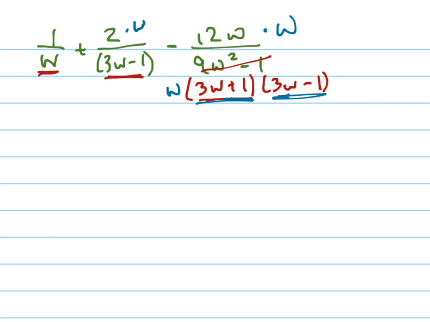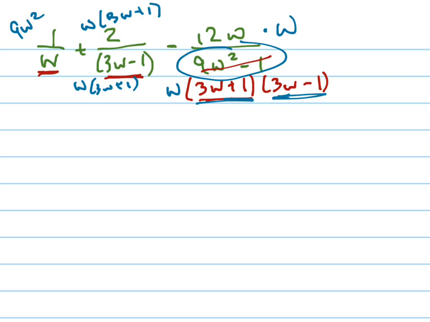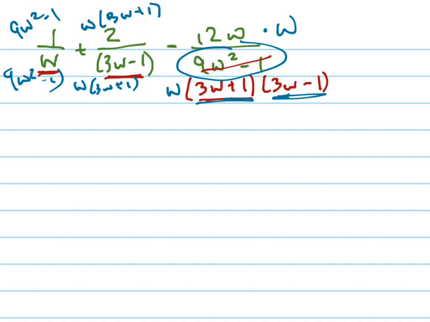Whoops, let me put that on the other side. W, 3w plus 1. W, 3w plus 1. I'm multiplying the top and bottom by that. And 3w minus 1 times 3w plus 1, which is just this right here, 9w squared minus 1. So that's what I'm missing, and below here I'll write out what I have once I multiply those out.